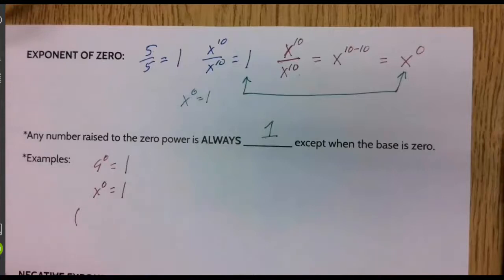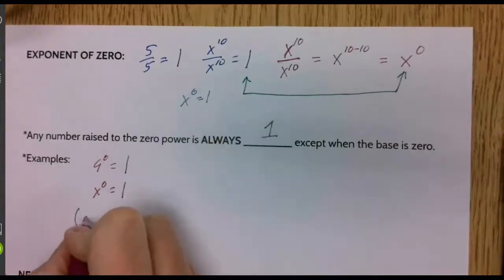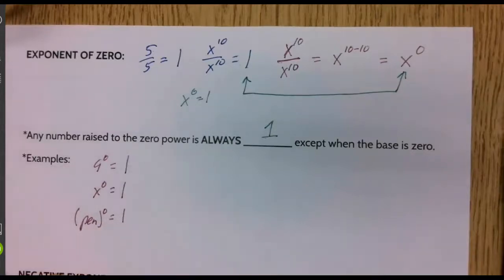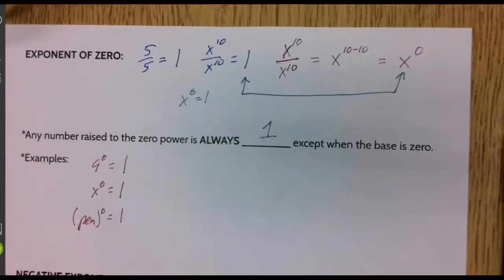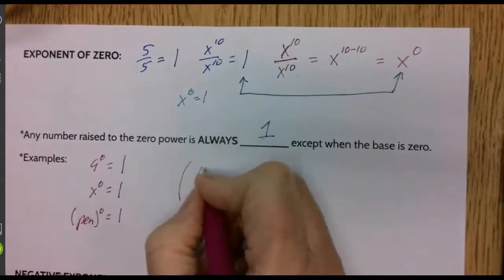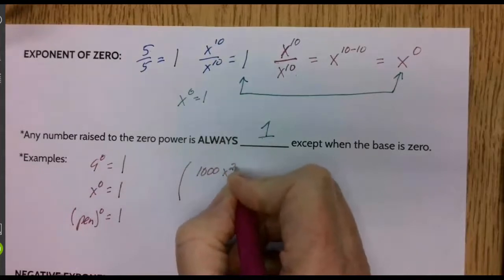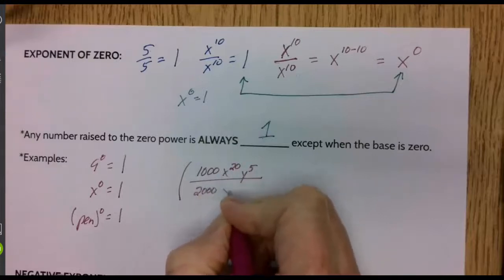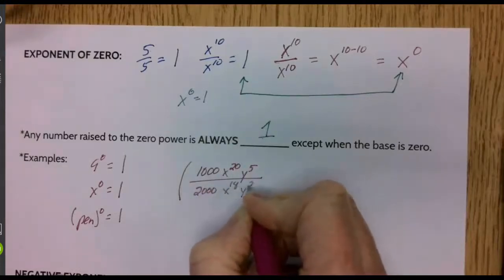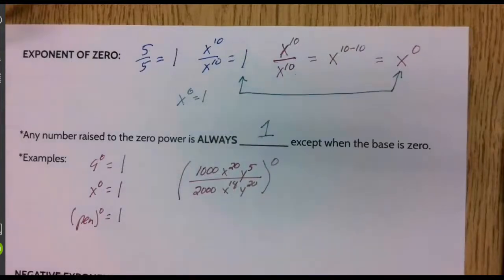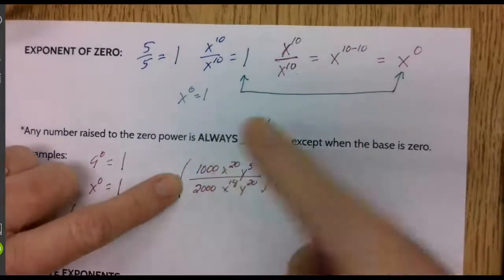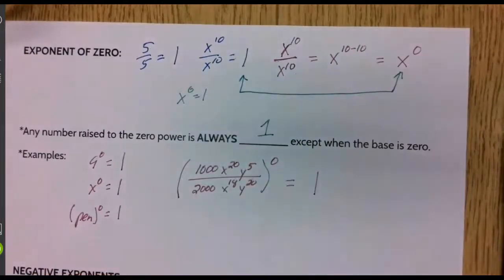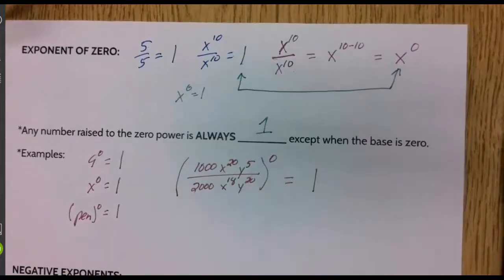If I have, this is me being obnoxious, a pen to the 0 power, that's equal to 1. I'm just trying to emphasize anything to the 0 power is 1. Okay, let me go extreme on you. We have 1,000 x to the 20th y to the 5th over 2,000 x to the 18th y to the 20th, all of it to the 0 power. All of this, but it's to the 0 power, so it doesn't matter. That's still equal to 1. Anything to the 0 power is 1, except, of course, 0.